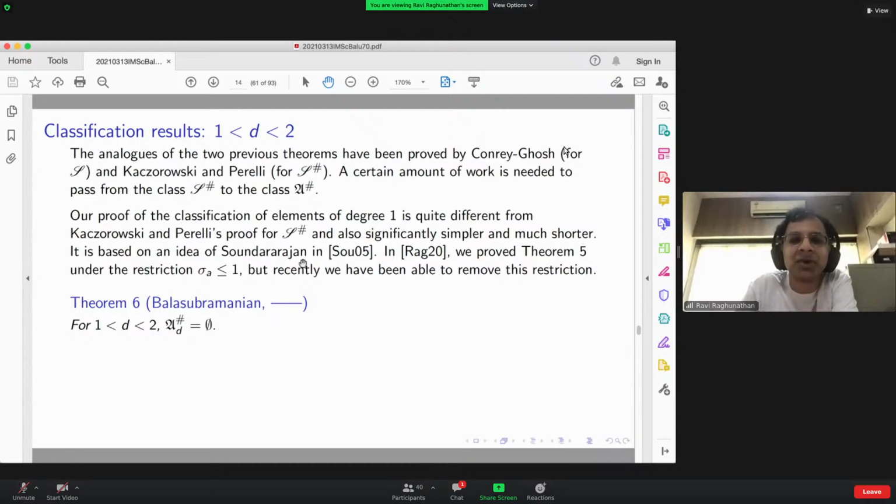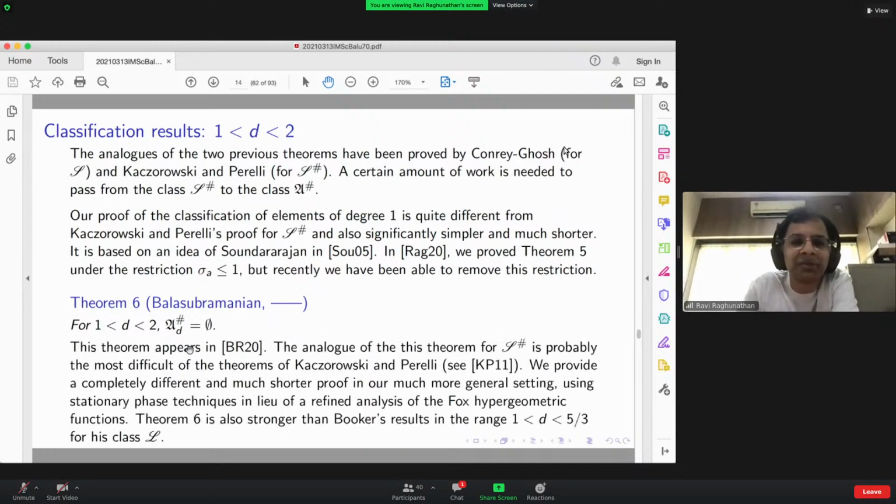Yeah, but as I said, one of the key ideas is to use Soundararajan's proof rather than the original Kaczorowski-Perelli. And here again, between 1 and 2, there are no elements. So this theorem, by the way, appears in BR20.